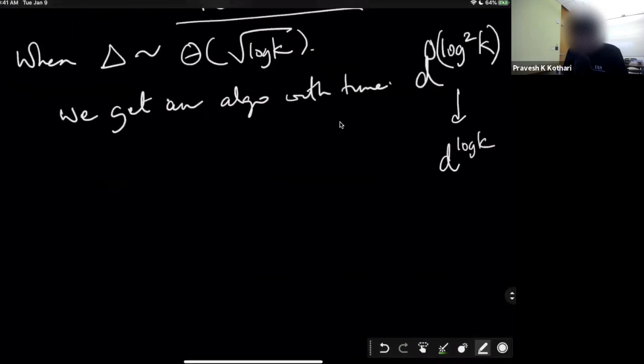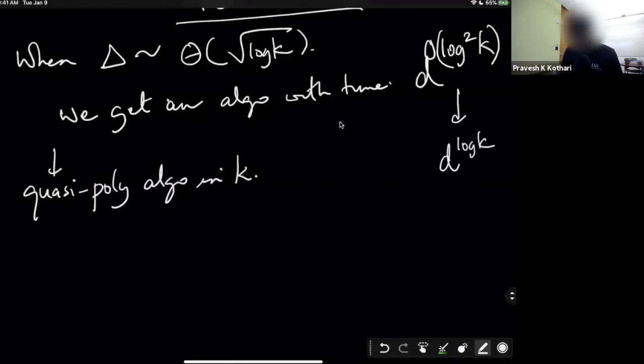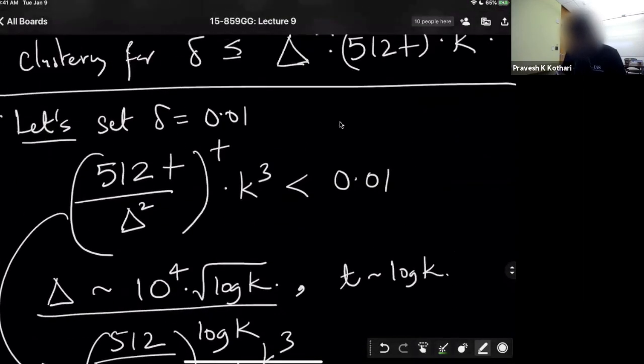Okay, so we'll call this a quasi polynomial algorithm in k. But actually, this does something interesting in a slightly different parameter regime too. So let's also look at that. So this was maybe example parameter 1.